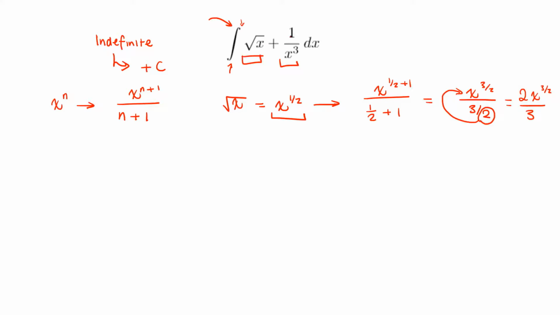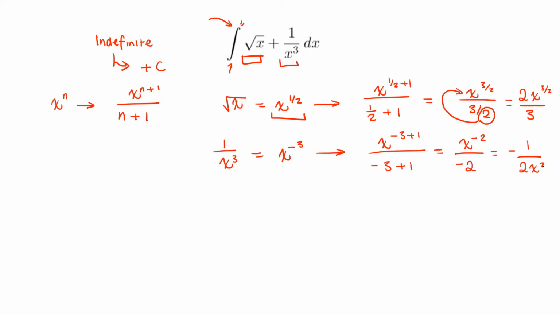The integral then, guys, of 1 over x cubed. Well, isn't another way of writing 1 over x cubed x to the power of minus 3? So in this case, n is going to be equal to minus 3. So the integral of that then will be x to the power of minus 3 plus 1 all over minus 3 plus 1. That's going to be x to the power of minus 2 all over minus 2, or we can rewrite that if we want as minus 1 over 2x squared.